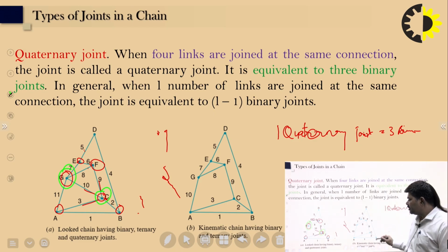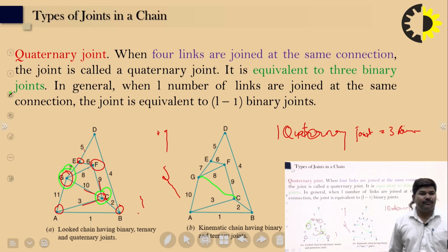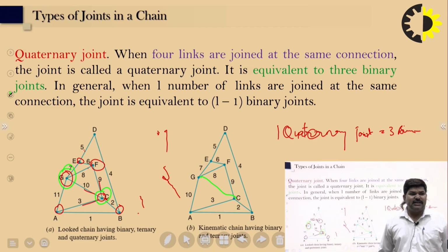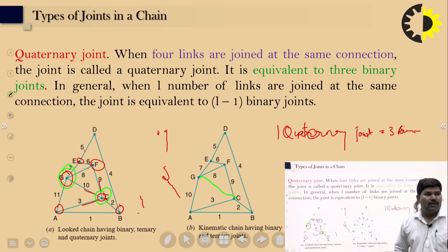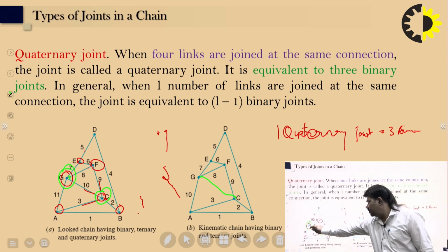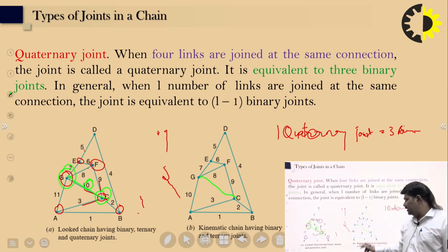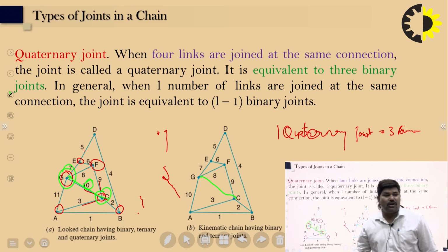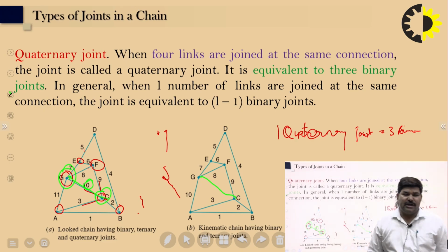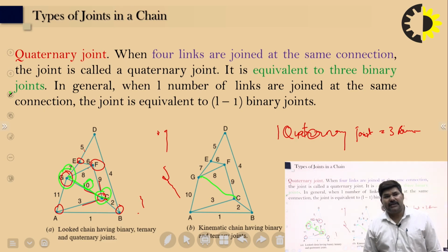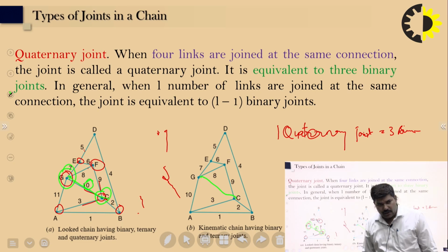But you can see that the link between G and C is removed in figure number 2B. So we can say that link number 10, the link from G to C, has been removed. We are removing this link in the kinematic chain having the binary and tertiary joint. This is not a part of the locked chain. Locked chain means the LHS is always greater than the RHS.